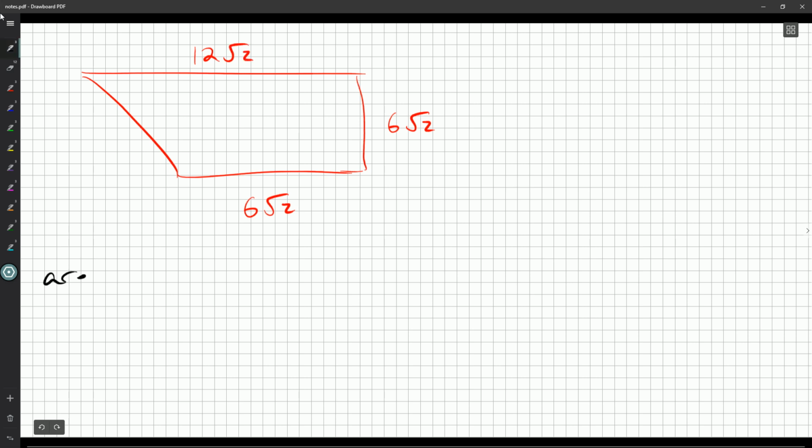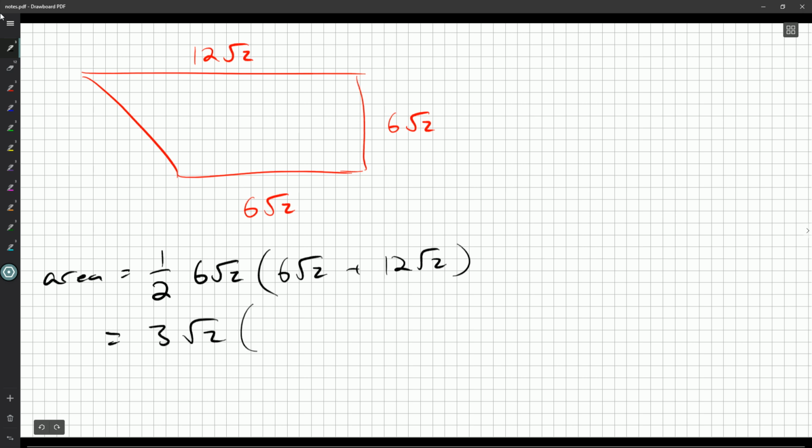Now the area should be 1/2 height times the sum of the two parallel sides. Okay. 1/2 times 6 is 3, so we get 3 root 2. 6 root 2's plus 12 root 2's is 18 root 2's. 3 times 18 is 54. Root 2 times root 2 is 2. So we can actually figure out the area of this trapezoid exactly.